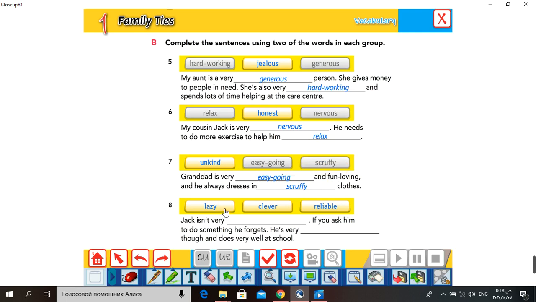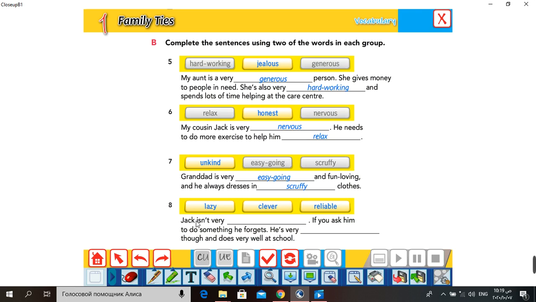Number 8, lazy, clever, reliable. Lazy is a person who does not do much, who likes to lie down and not do many activities, not an active person. Clever is someone who's really good at what he does. And reliable is a person who you can rely on. Let's say that I can rely on my son for doing his homework. That means he can do it alone. He can complete the mission or the task alone.